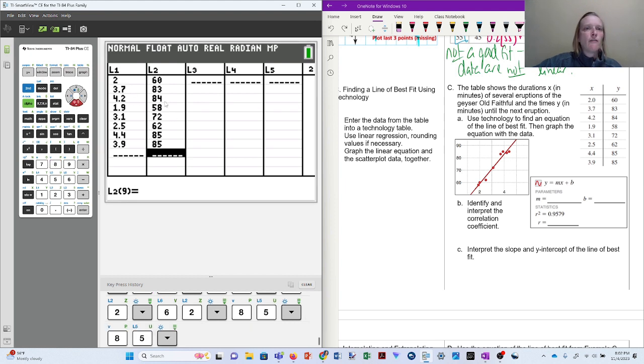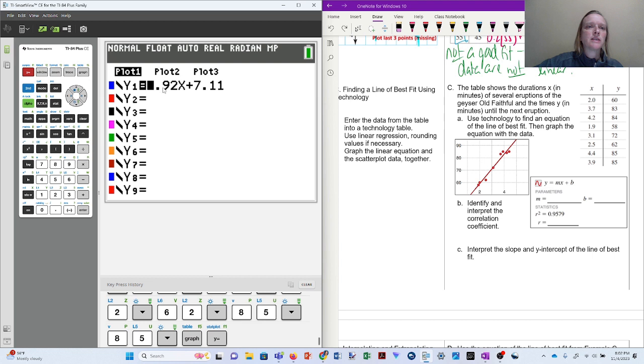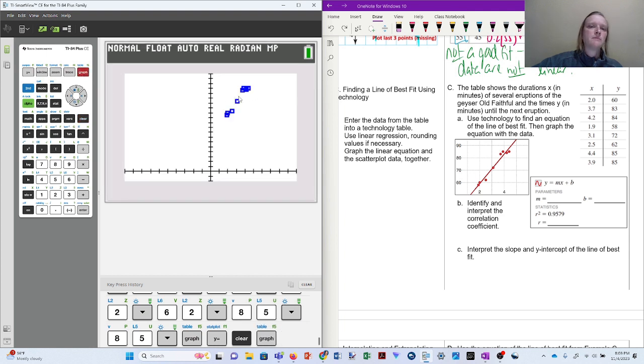So now I have my data plugged in, and if I go to the graph button, oh, it looks like I have a line there from a previous problem. So sometimes this happens as well, just like there was previous scatter plot data, there was a previous line here. So I'm just going to clear this equation away. And now my graph has some data points here.